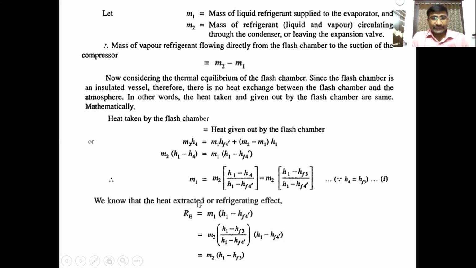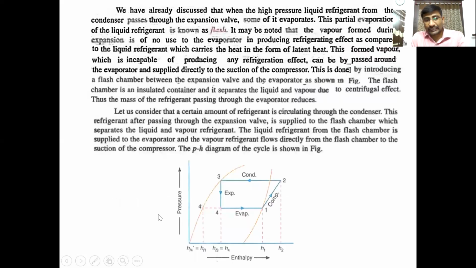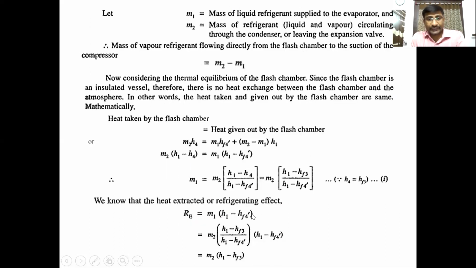So we know the heat extracted is the refrigerating effect. How much heat is being extracted in the evaporator? For the evaporation process from 4 dash to 1, the mass of refrigerant is M1 itself. Therefore, the refrigeration effect is M1 into (H1 minus Hf4 dash). 4 dash to 1 is the refrigeration process. That's why I'm taking the change in enthalpy across the evaporator as H1 minus Hf4 dash.